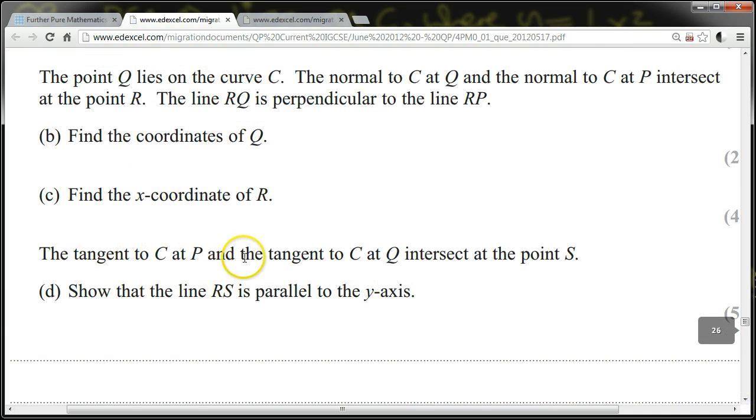The tangent to C at P and the tangent to C at Q intersect at the point S. Show that the line RS is parallel to the y-axis.